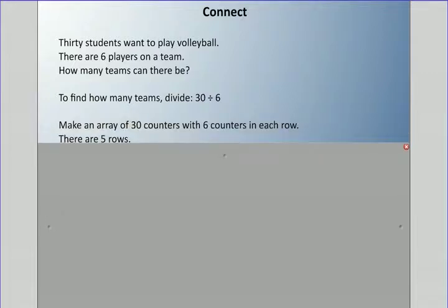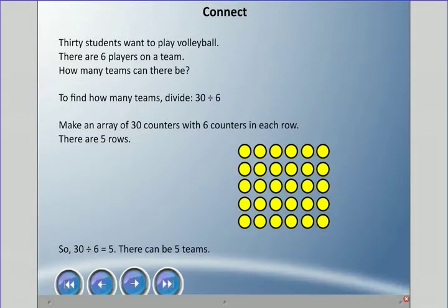Well, we can make an array with 6 counters in each row. And so if we do that, there are 5 rows. And just to reiterate that, there is 6 counters in each row. And if I keep counting up to 30, I find that there are 5 rows. So that means 30 divided by 6 is 5, and there can be 5 teams.